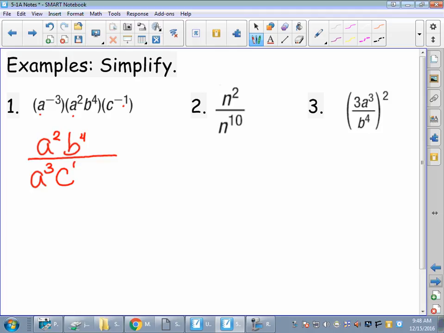So I did that one step, and then at this point I could expand, I could use rules. I can see that I have 2 a's on top, and on the bottom I have 3 a's. So I'm using expansion here.